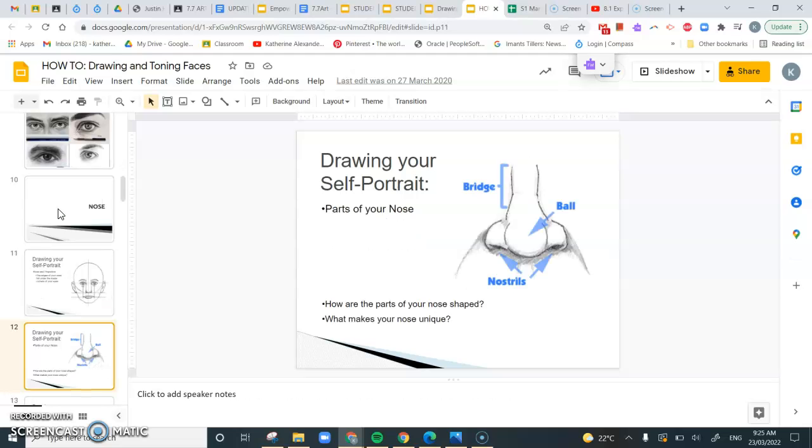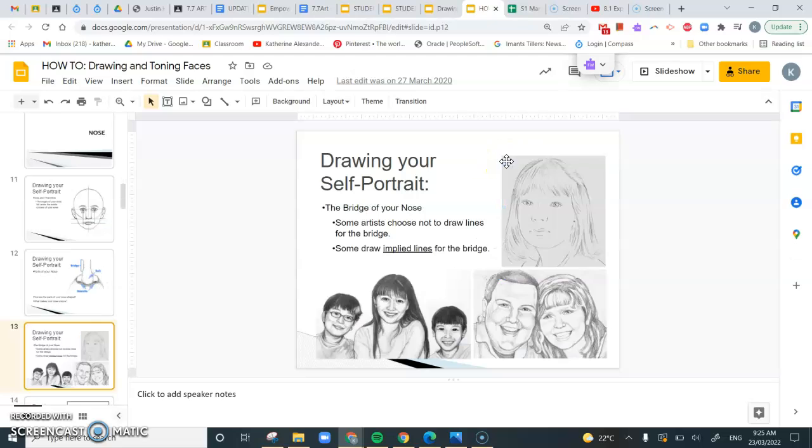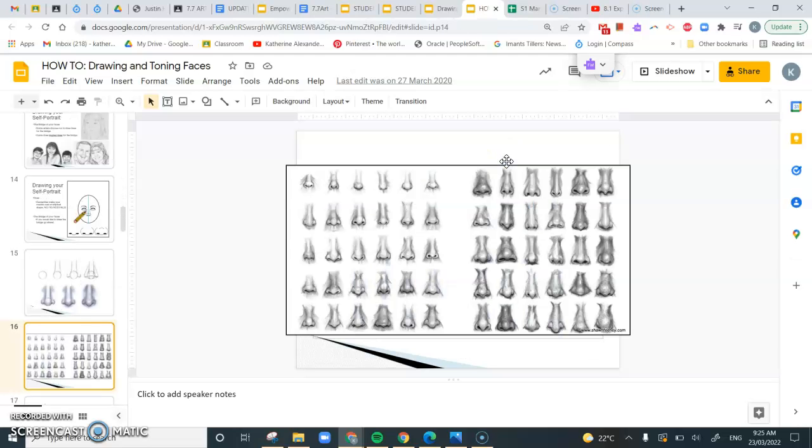Now, our nose is made up of 4 things. We have the nostril lines, the nostril holes. We have the edges of the nostrils. We have the ball that sits in the nose, and we've got the bridge of the nose. Now, I'm just going to bring up a page of noses for you to have a look at, and that's why we all have different types of looking noses, but we all have the same structure within our nose. So look carefully at Justin's as well.